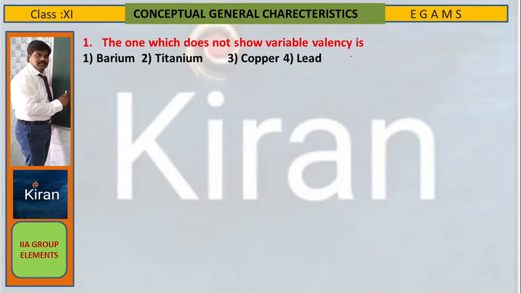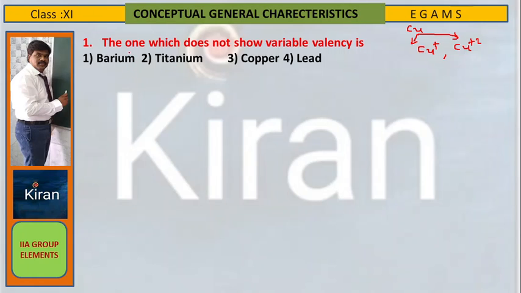In our daily experience, we know that copper is available in two forms. What is that? Cu+ cuprous as well as cupric, Cu2+. So hence this copper can exhibit two different types of valencies. This is called variable valency. Same way lead can exhibit two, and titanium, a transition element, d block element, can also exhibit two, but only barium can exhibit only one oxidation state.